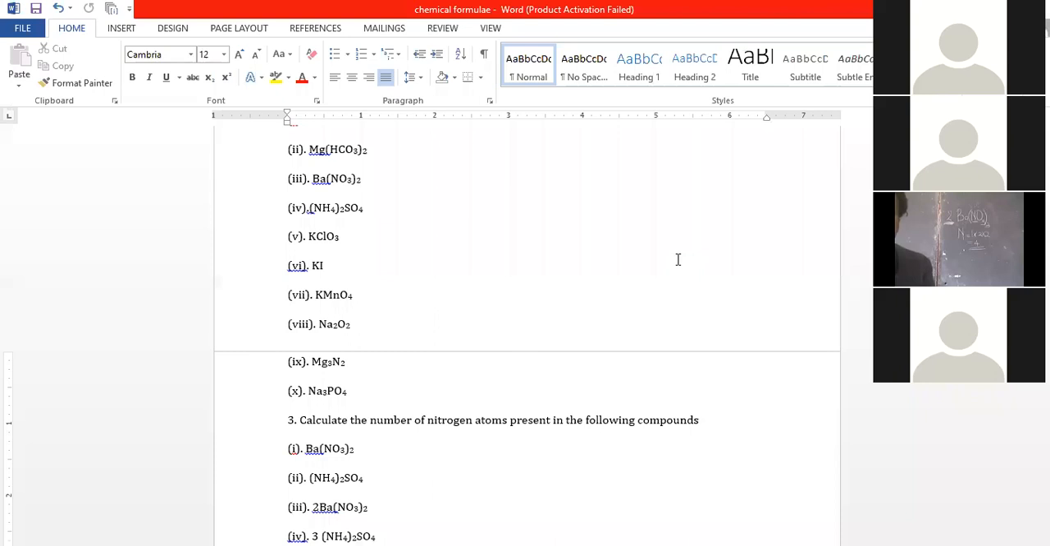Johanna? Yes. So that 2 that is outside the brackets, if they wanted to know how many barium atoms are present, would you have to multiply that too? Exactly. For me to get barium, barium is 1 atom, but there is a 2 in front, so it is times 2, which gives me 2. So the one outside the brackets does not count when you're looking for barium.